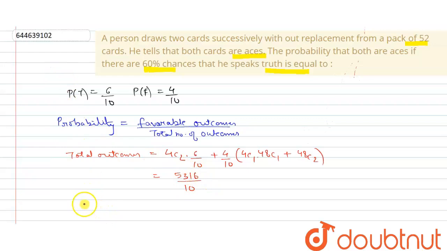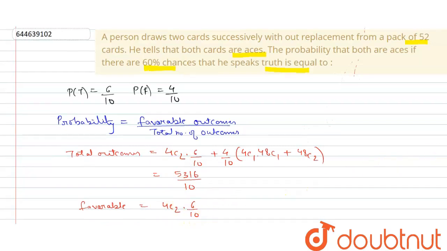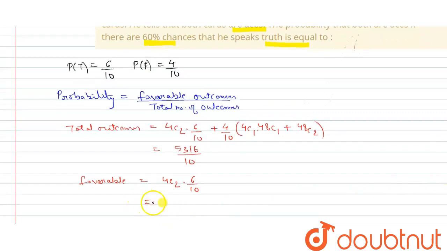Now favorable outcomes, if he draws 2 cards out of 4 aces, that is 4c2, and he speaks truth, that is 6 upon 10. This total is coming to be 36 upon 10.